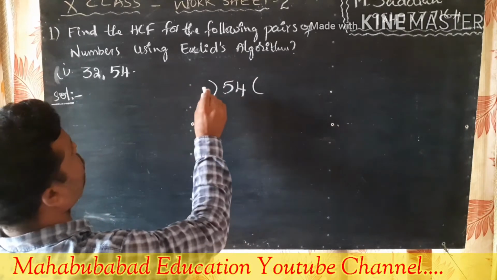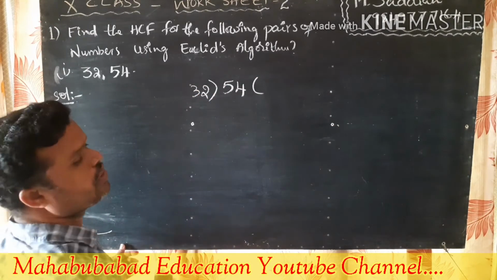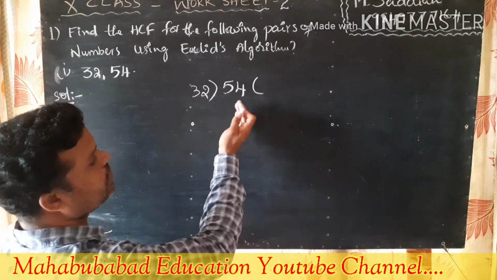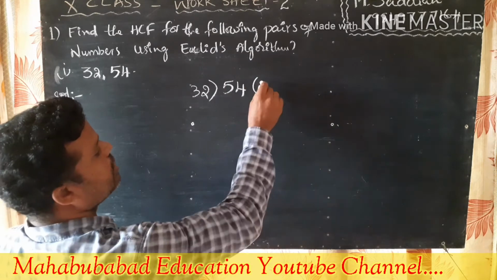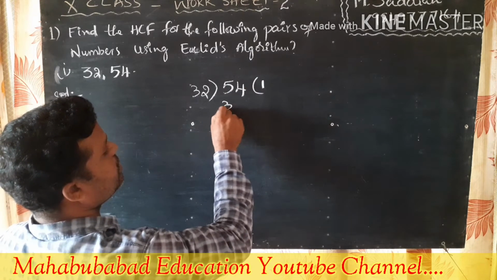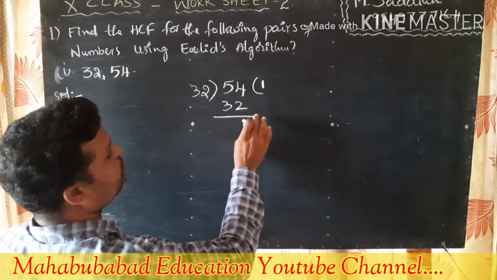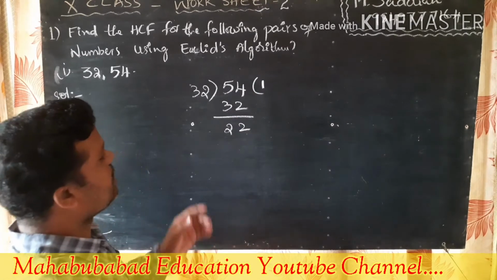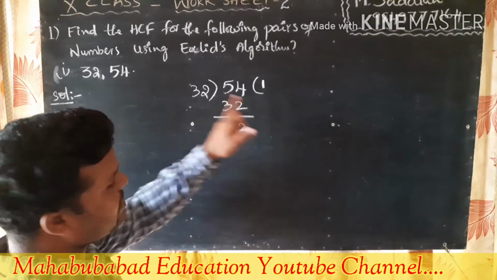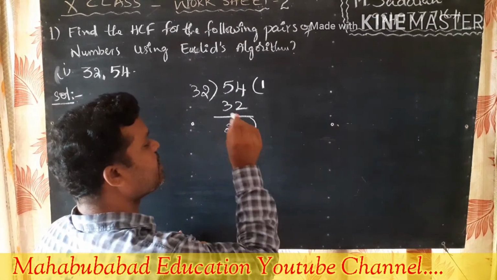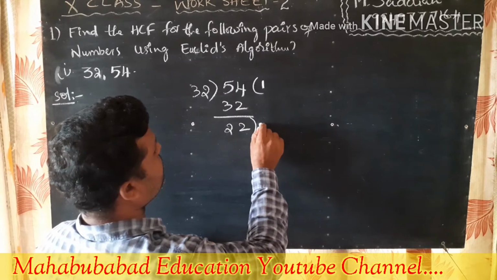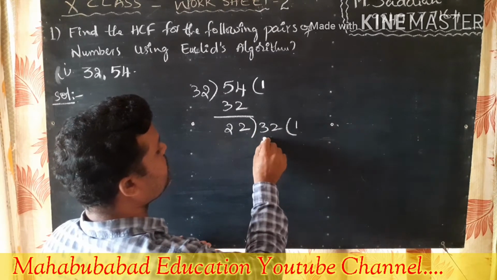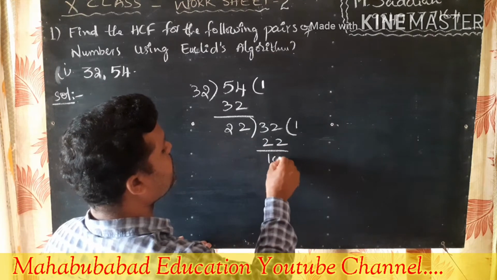Divide this by 32. We know 32 once is 32. 32 into 2 is 64, which is greater than 54, so let us take one table. 32 into 1 is 32. 4 minus 2 is 2, 5 minus 3 is 2, so the remainder is 22. Now take 32 as the dividend and 22 as the divisor. We write 32 here. 22 into 1 is 22, and we get the remainder 10.